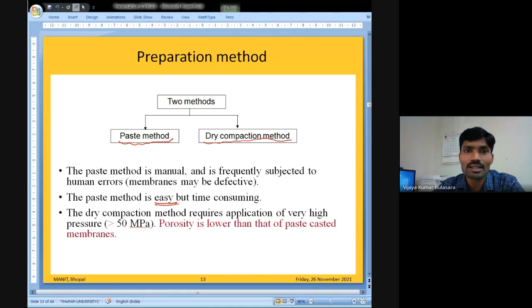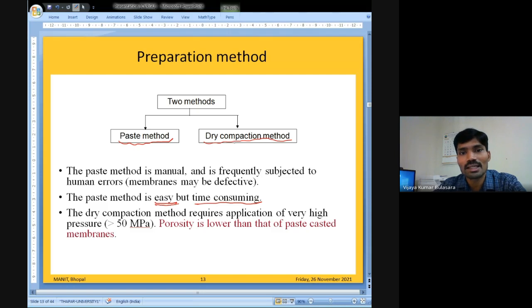Hydraulic press and other kinds of molds are required for applying the dry compaction method. But the paste method is time consuming, because it is a manual method. It takes time for making the paste, then for spreading the paste into the die or the mold. Drying also takes time, so overnight drying is required. But in the dry compaction method, we are not adding any water, so it will be in powder form. It will be pressed in a hydraulic press.